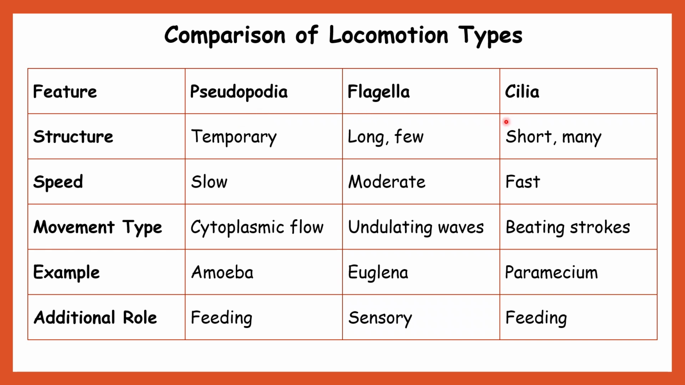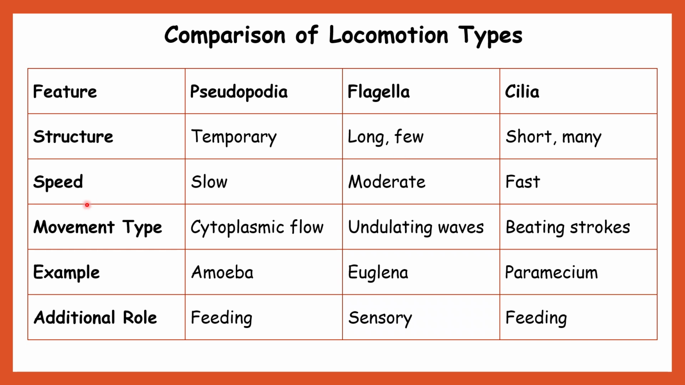Now if you compare these three structure-wise, as you know, pseudopodia are temporary formations. On the other hand, flagella are very long whip-like structures, but very few in number. Cilia, on the other hand, are very short, tiny hair-like structures, but they are many in number compared to flagella.